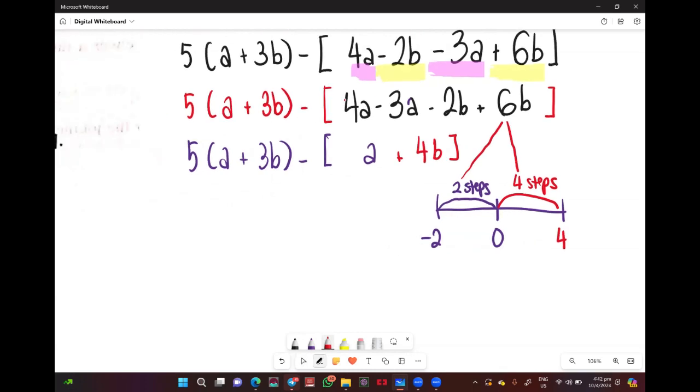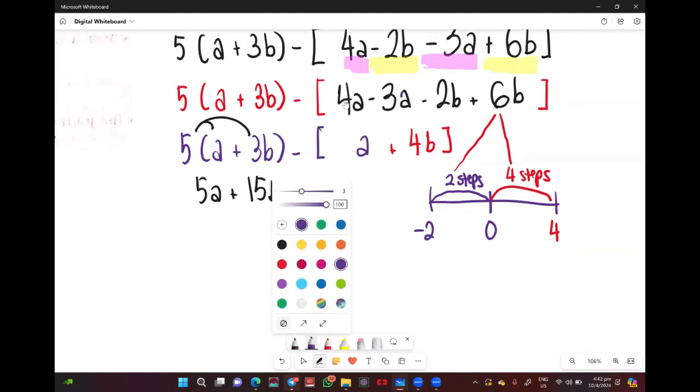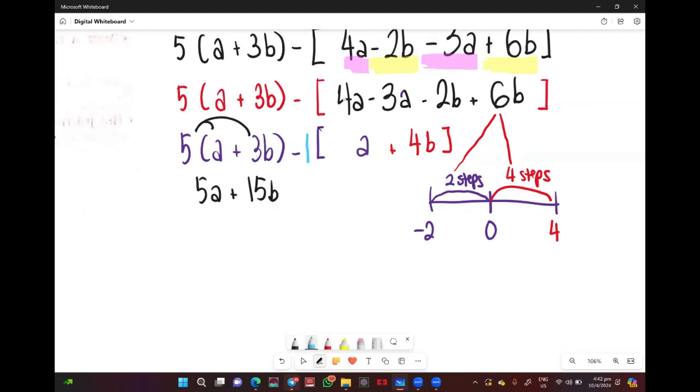Okay, so once I'm done with this, I can expand this part. No problem. 5a plus 15b. Am I making sense? Remember, there is an invisible 1 over here, which is something that a lot of students will not see. This invisible 1. Okay, minus 1 times a, minus a. Minus 1 times 4b, minus 4b. Can you understand so far?